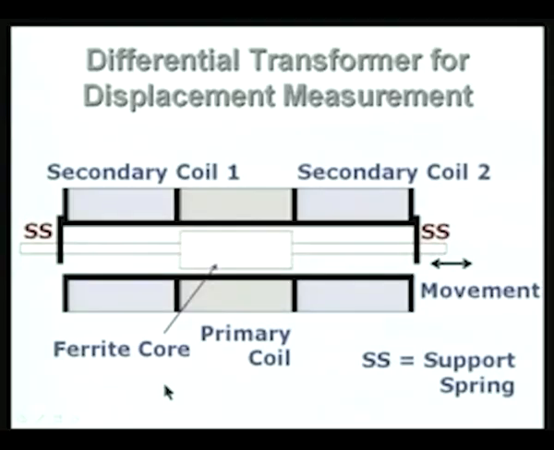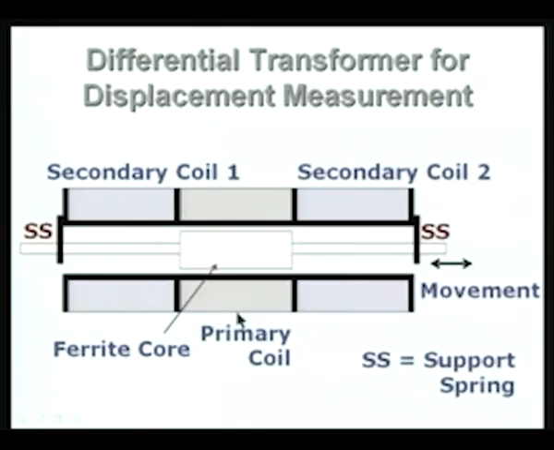Now the differential transformer for displacement measurement. It consists essentially of a primary coil in the center, two secondary coils, one on the left and the other one on this side, and there is a ferrite core which is restrained or controlled by a spring force. There is a support spring here, and in our case, the displacement I am going to get from my pressure transducer, I am going to communicate to this core, and this core will either move to the left or to the right and it will undergo a certain displacement.